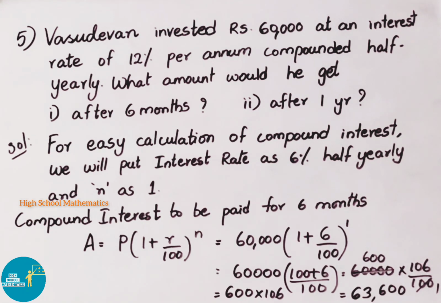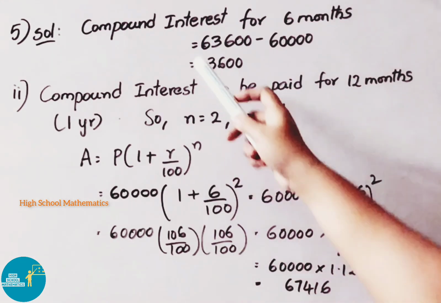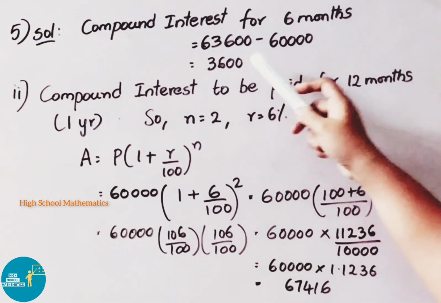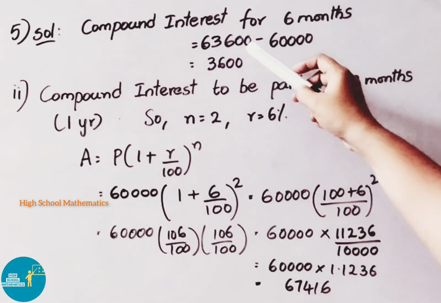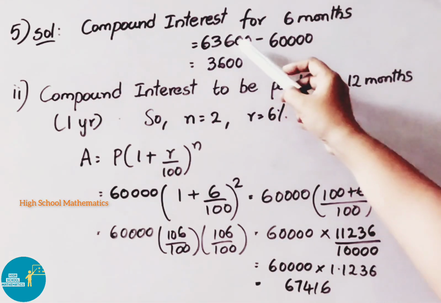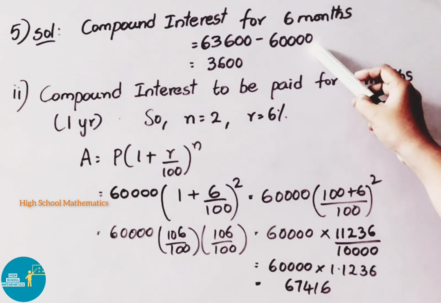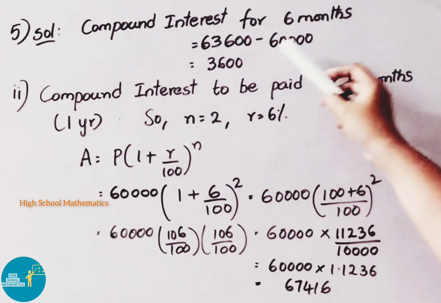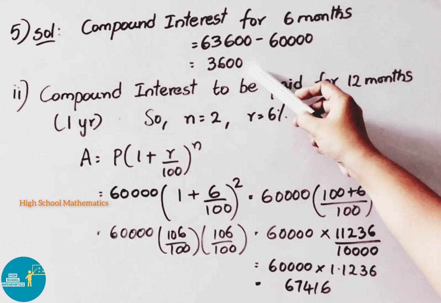Now we shall do cancellation. 100 ones are 100, 100 sixes are 600, times 600 by 60,000, so 600. Now we multiply 600 into 106, that is 63,600 rupees. Now we got amount 63,600 rupees. See now, compound interest for 6 months is amount minus principal. We got previously amount as 63,600 rupees minus principal amount 60,000 rupees. On subtracting both, we get 3,600 rupees.